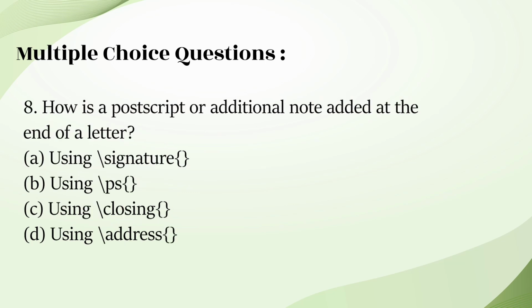Let's move to the next question. How is a postscript or additional note added at the end of a letter? The options are using signature, using PS, using closing, and option D, using address. So the correct option is using PS command, backslash PS, and then within curly bracket we provide the additional notes.